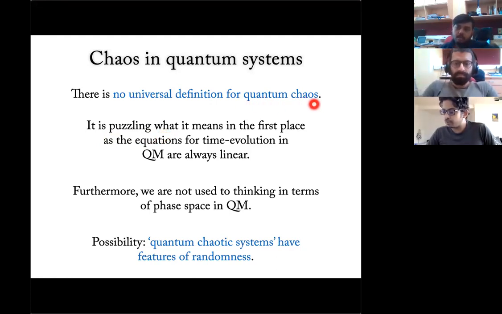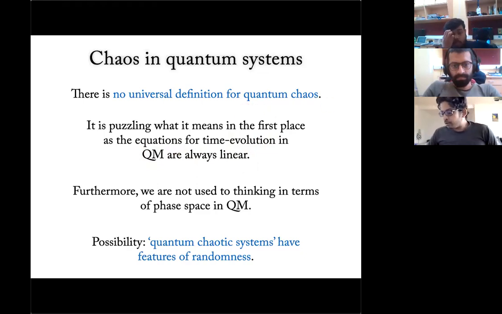It looks like an oxymoron, because the equations of quantum mechanics, in the non-relativistic case, give you the Schrodinger equation, and it's a linear equation, and there is no non-linearity in the system. So the time evolution in quantum mechanics is always linear. So we don't have non-linearity. So what do we actually mean by quantum chaos?